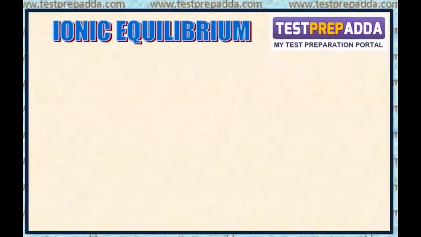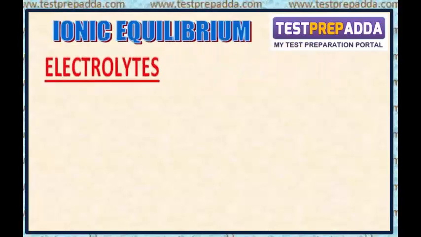Dear students, in the previous chapter, that was chemical equilibrium, we had already talked about equilibrium. Now here, as the name of the chapter suggests, ionic equilibrium, we will talk about those equilibria which involve ions. Now the question arises, what type of substances produce ions? You must have heard about electrolytes.